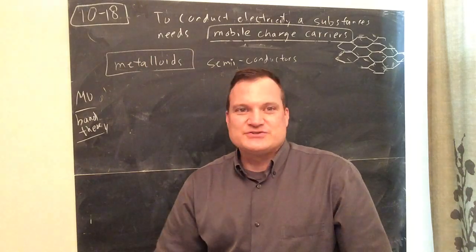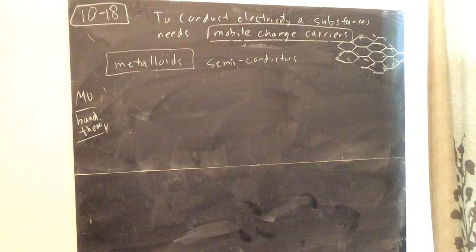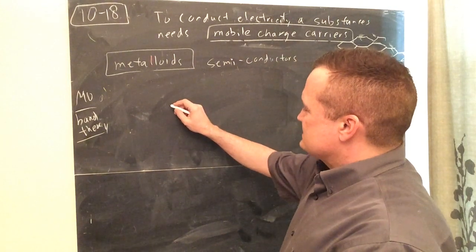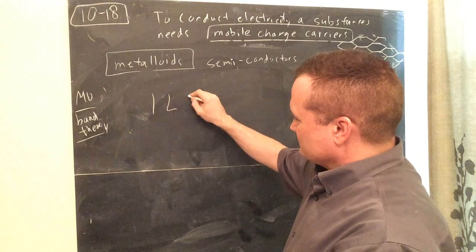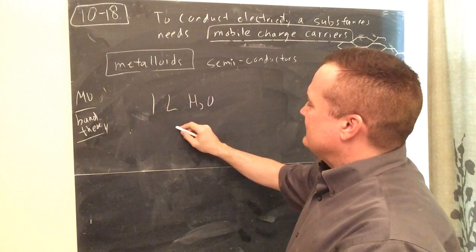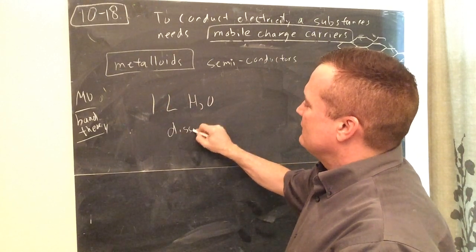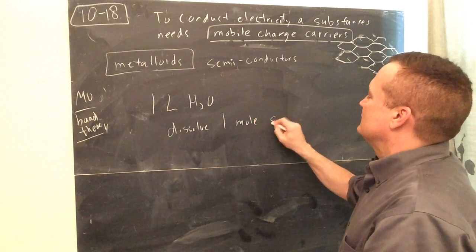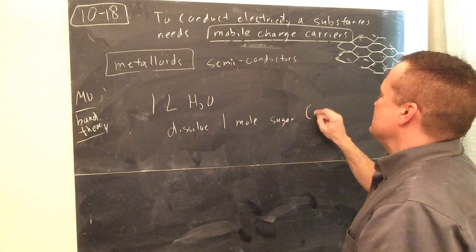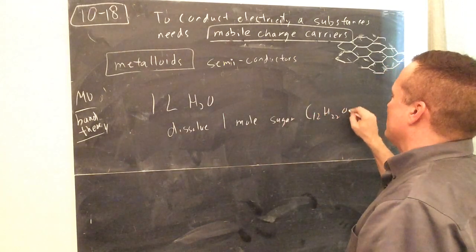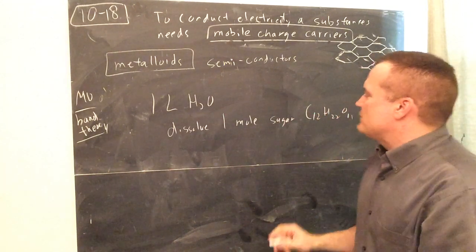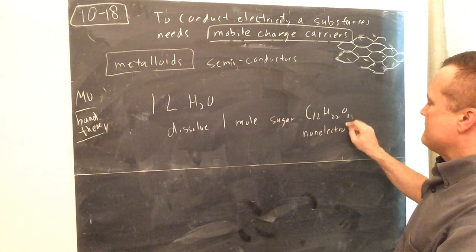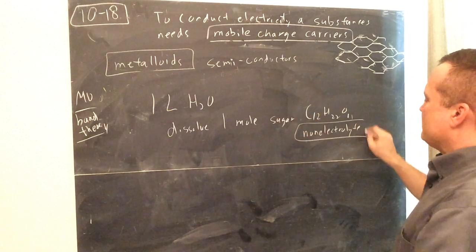This kind of relates to another chapter that we're not even going to really have to teach. But I'll just tell you this one last little bit. So let's just say that I have 1 liter of water, and in it I have dissolved 1 mole of sugar, C12H22O11. Well, first of all, sugar is what's called a non-electrolyte.